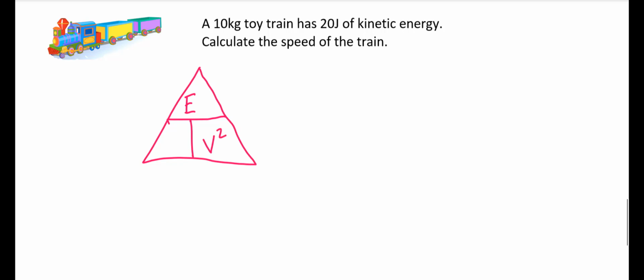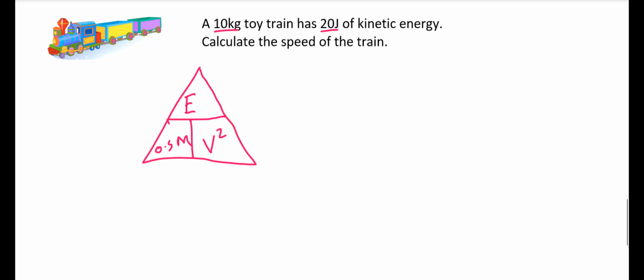And this time, you're asked to calculate the speed of the train. You will need to use the triangle technique to work out the speed. Pause the video and have a go. Okay, well, we already know from previous questions, we've seen it enough, that the kinetic energy is speed squared and half of the mass. So in this question, we're given the kinetic energy and we're also given the mass.